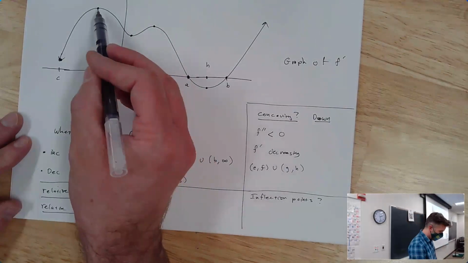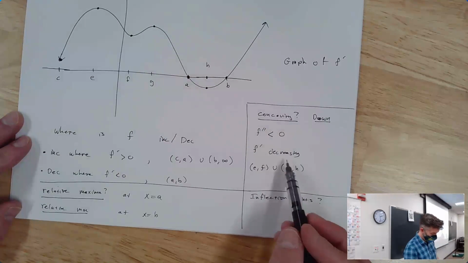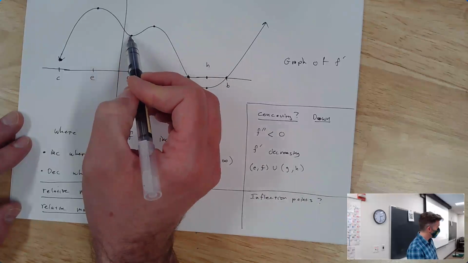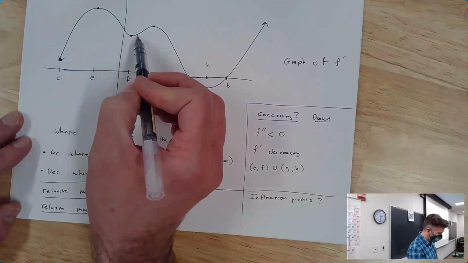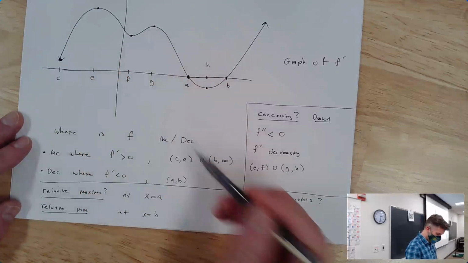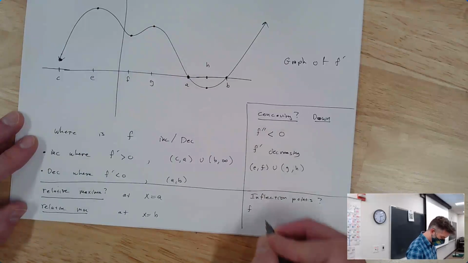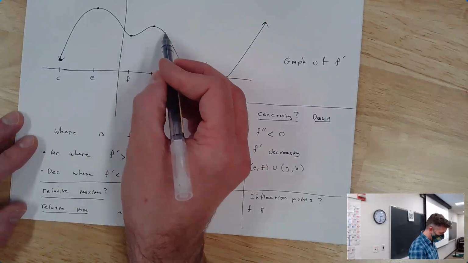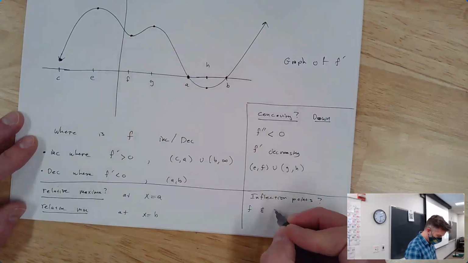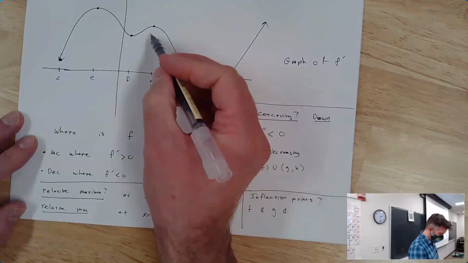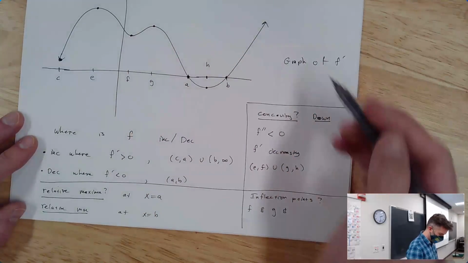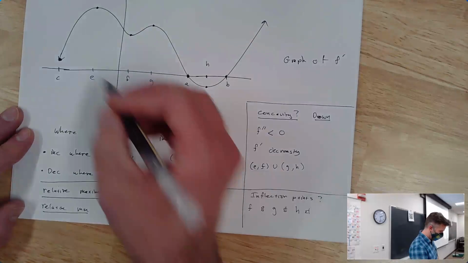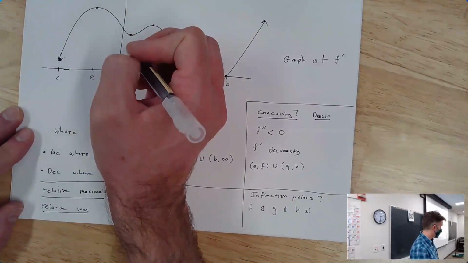Because here, going back, the first derivative is decreasing here, which means it's concave down. The first derivative is increasing here, which means it's concave up. So we have to have an inflection point at F. And then first derivative is increasing, first derivative is decreasing, looks like G as well. Decreasing, increasing, looks like H as well. And probably also E, because we went from increasing first derivative to decreasing first derivative.